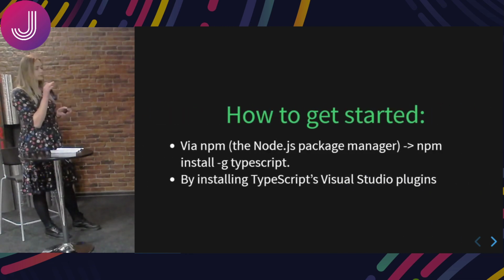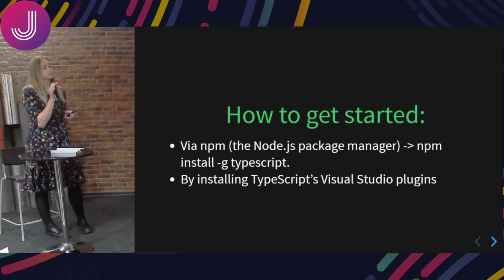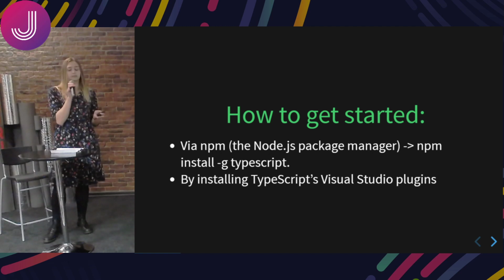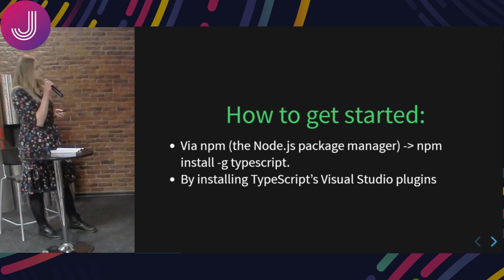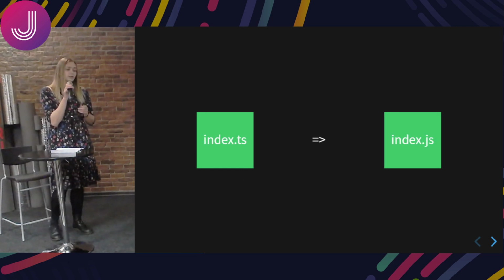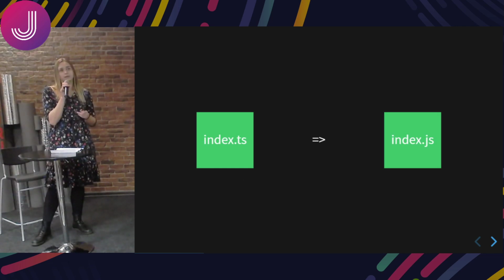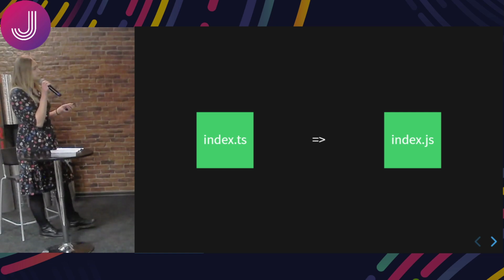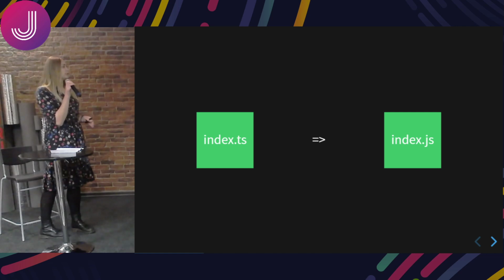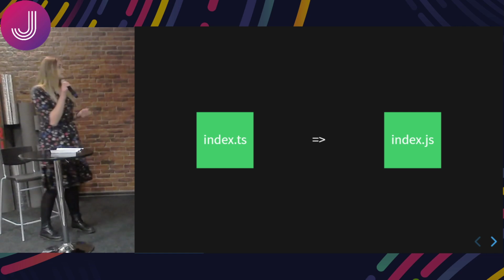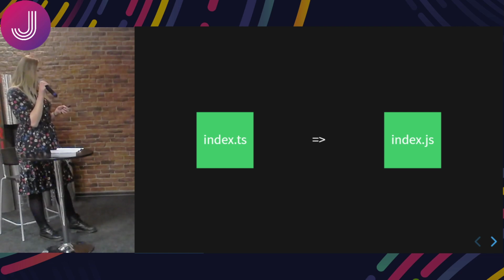So how to get started with TypeScript? There are two main ways. First is via NPM, and second is by installing TypeScript Visual Studio plugins. So how does it work? At first, we add our code to a file with the TypeScript extension, and then, thanks to the TypeScript compiler, we compile our code to a JavaScript file, and then we get simple JavaScript.